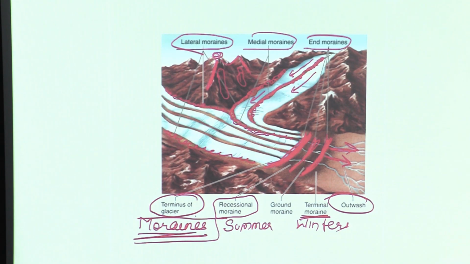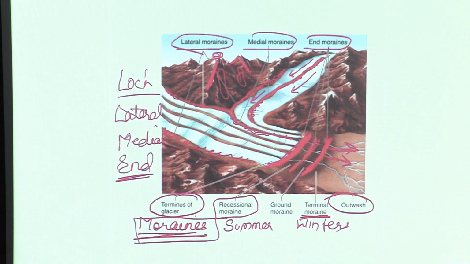Glacial deposits, moraines. What are moraines? Unconsolidated debris deposit that is deposited by a melting glacier. They are essentially classified on the basis of their location. And what are the categories that we have based on location? It is lateral to the side, it is medial to the center, and it is end at the melting point of the glacier, and outwash to be enlarged as.